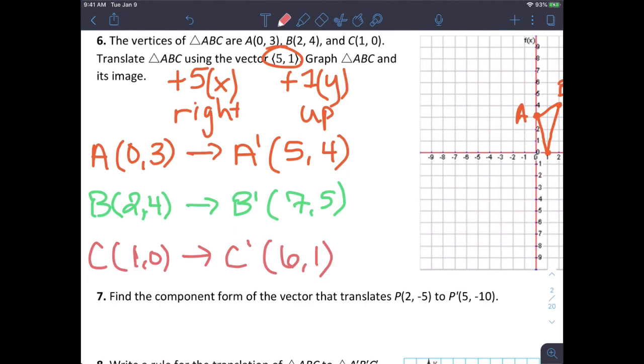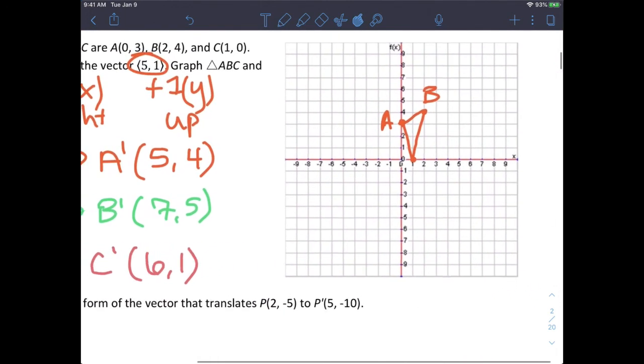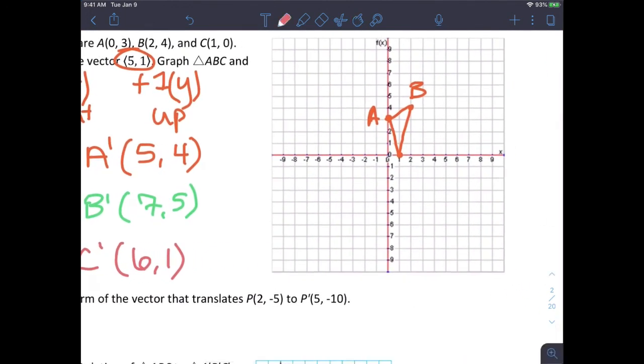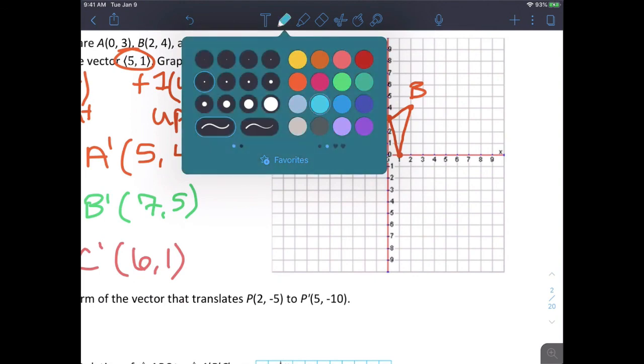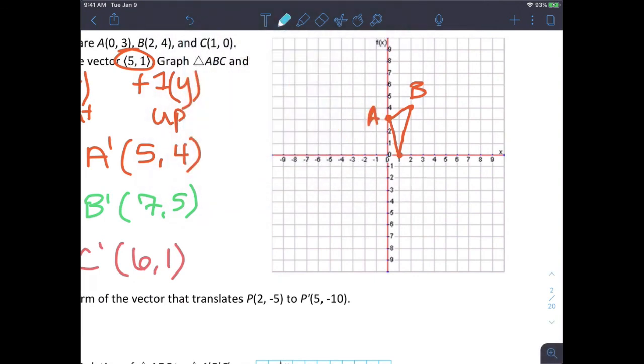Okay? So let's put that onto the graph, because that will show us how the figure is moving. So A prime is at (5, 4). B prime is at (7, 5). And C prime is at (6, 1). So there's A prime, there's B prime, and there's C prime. And so you can see our figure here, all the points have moved over 5 and up 1. It's the exact same shape, it's in the exact same direction and orientation. It just has moved over 5 and up 1.